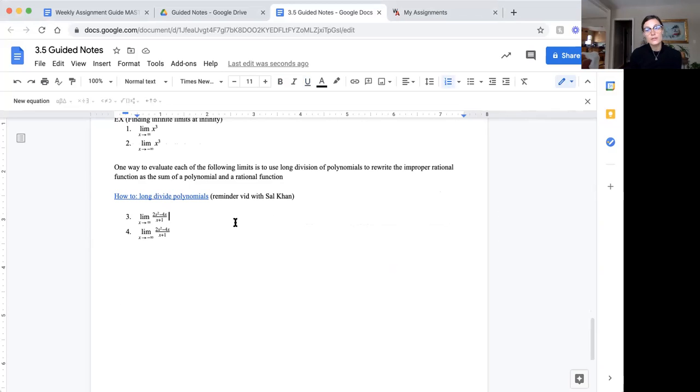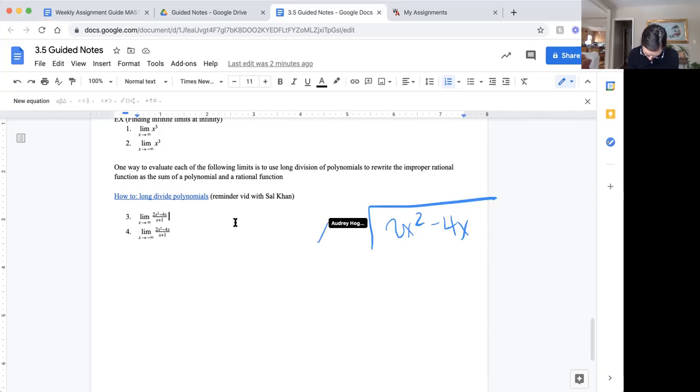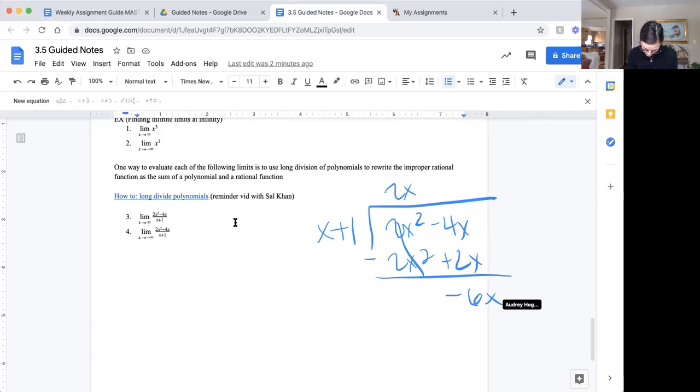So if we want to rewrite our function, we have to long divide 2x squared minus 4x divided by x plus 1. x times 2x will get me 2x squared. So 2x squared, 2x times 1 plus 2x. You have to subtract it. So that's going to go to 0. This is going to be negative 6x minus 6. I'm doing this really fast, I realize, but that's why you should watch the reminder video.